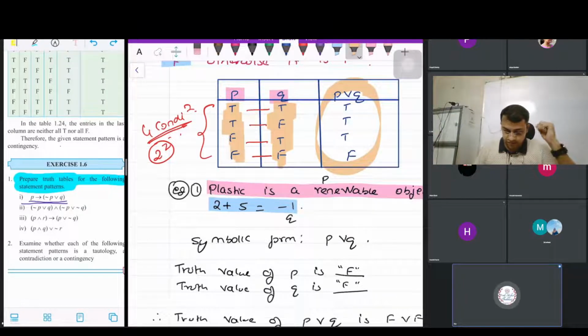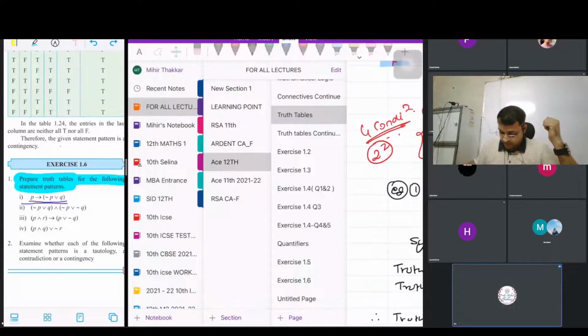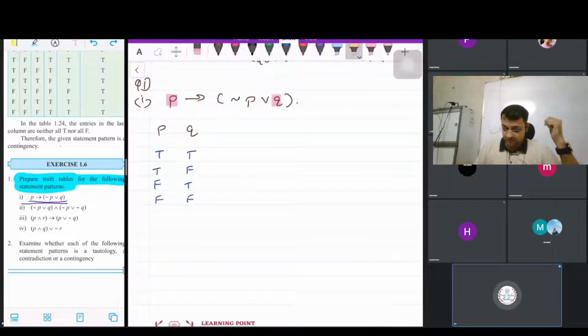So let us see how we apply that over here in case of this. So these are my basic columns. Okay, let me just write that for you. These are the basic columns.